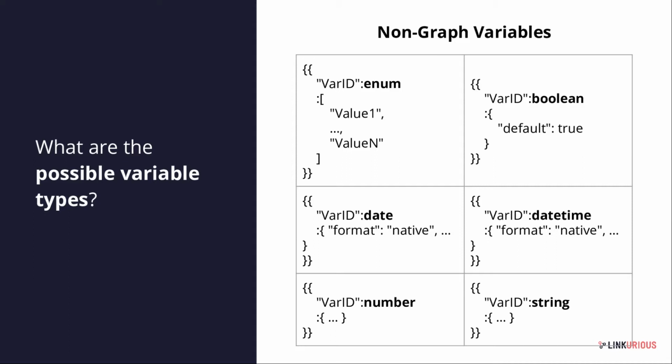The second type is a standard Boolean value, so it's just true, false. In this case, you can also select a default value, and this is one of the optional parameters. If you don't select anything, the user will need to select when starting a query.